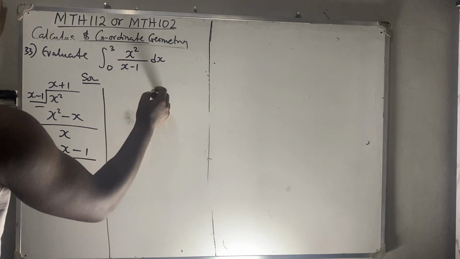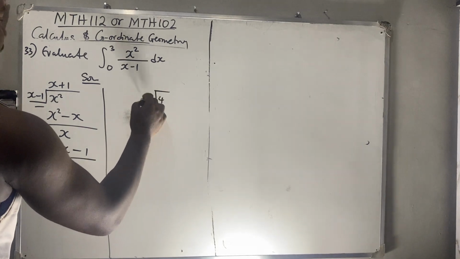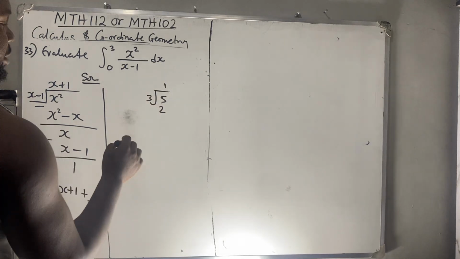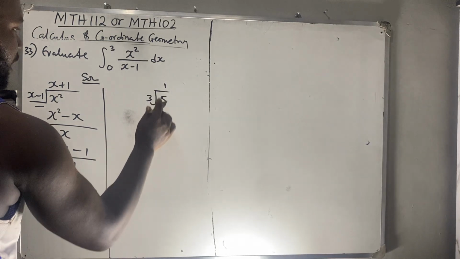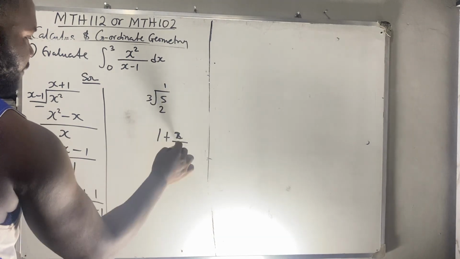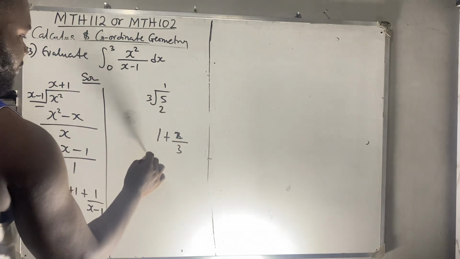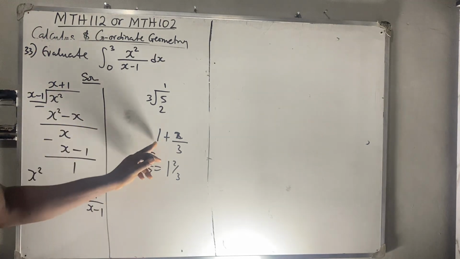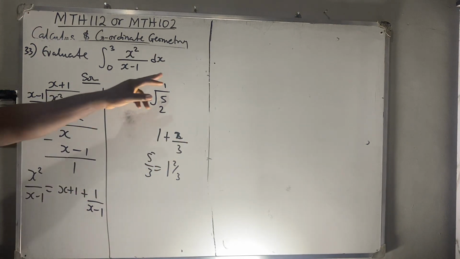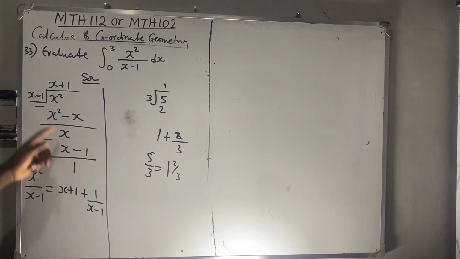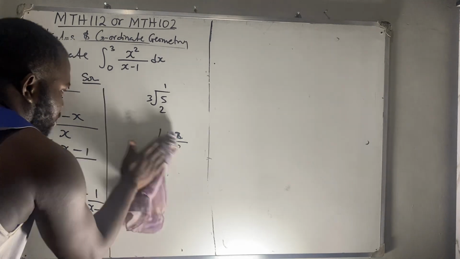Look at what I mean by that. If I have 5 divided by 3, this is 1 remainder 2, right? So the answer is simply the whole number 1 plus the remainder divided by the divisor. That is why 5 over 3 is written as 1 whole number 2 over 3, which is 1 plus 2 over 3. So x plus 1 is the quotient, plus my remainder 1 over the divisor, x minus 1.